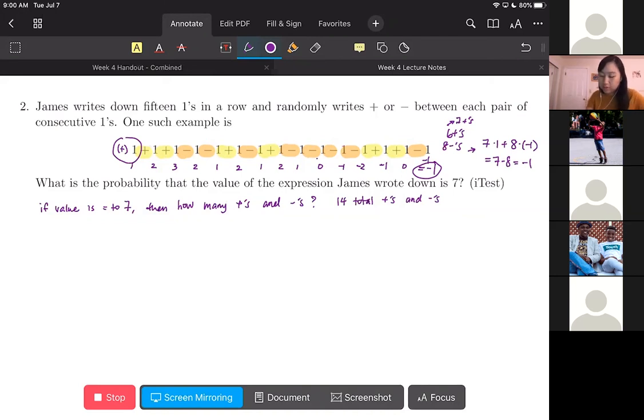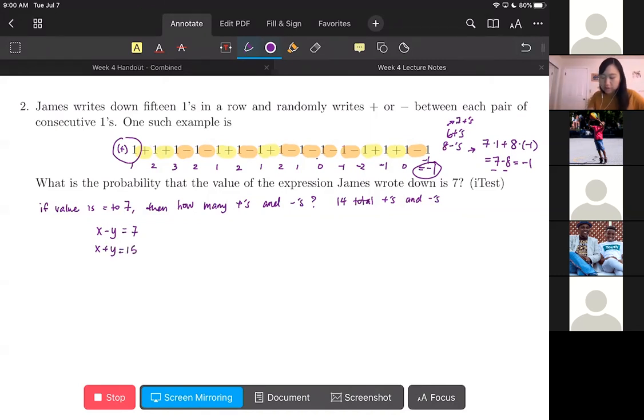So back to this thing about wanting the value to be 7. We can guess and check as one way. If we guess and check, then basically we have two numbers, x minus y, and that equals 7. And we also know that the two of them have to sum to 15 because there's 15 total numbers.